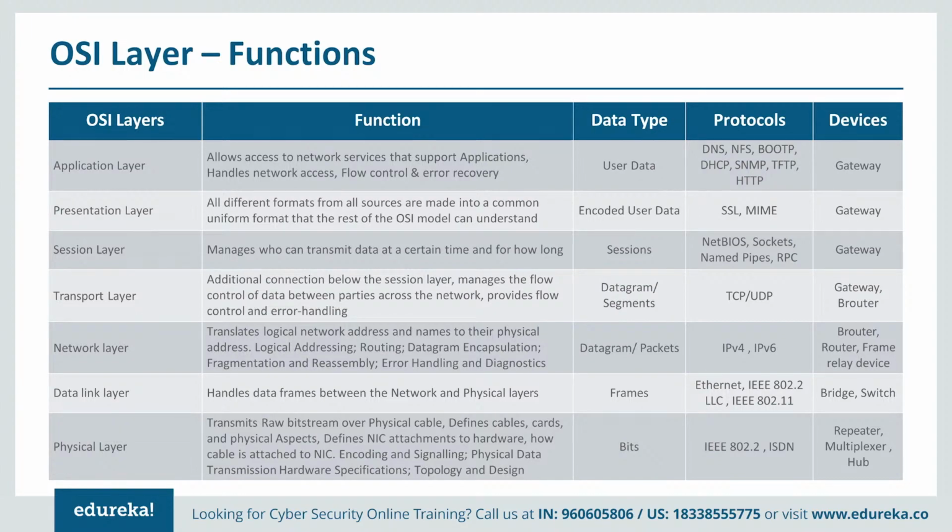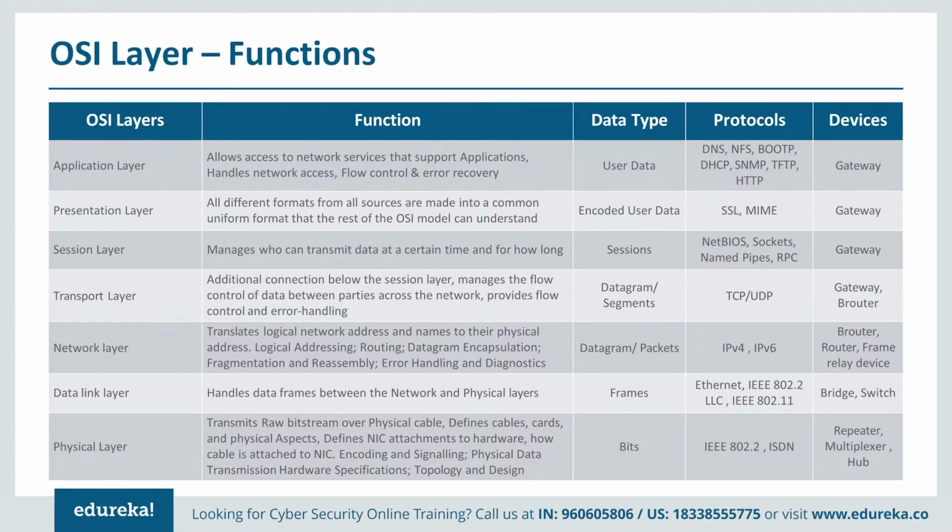The presentation layer works on SSL (Secure Socket Layer) and MIME, and the session layer uses NetBIOS, sockets, named pipes, and RPCs. These are the relay protocols. NetBIOS is similar to DNS, wherein it identifies a resource by name to IP address or IP address to names. And all these three layers, application, presentation, and session, have the gateway alone as the device.